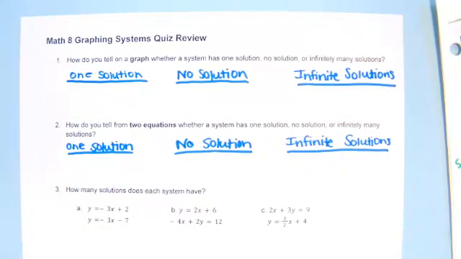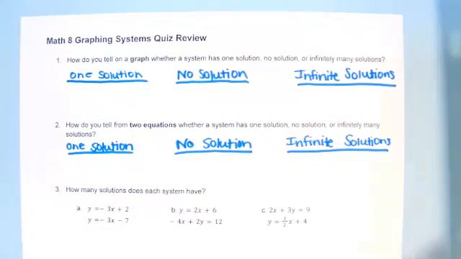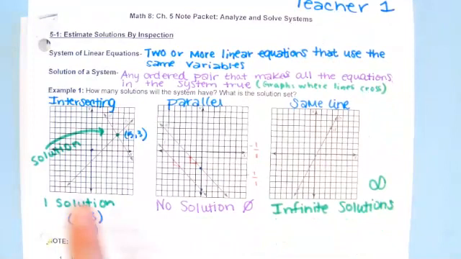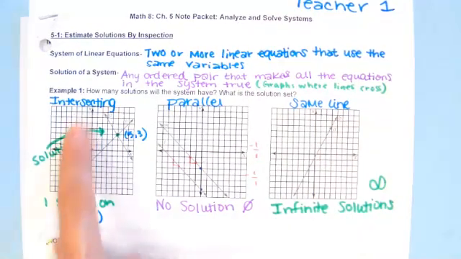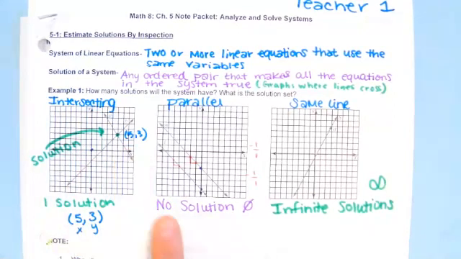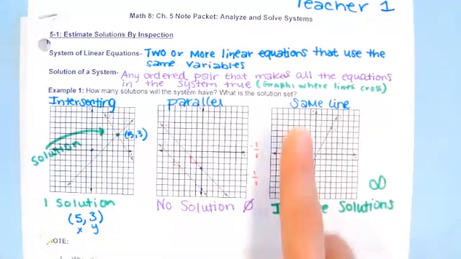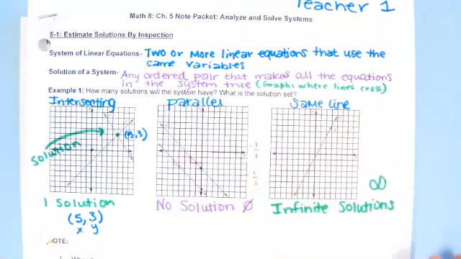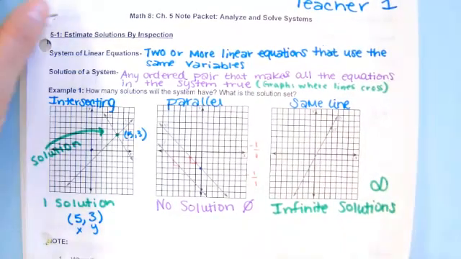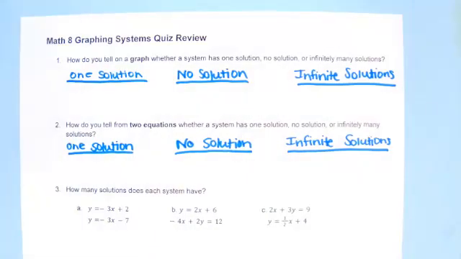Now, if you have class with me, we took notes on this, and they look like this. Our notes told us that one solution means intersecting lines. No solution means parallel lines, and infinite solutions means they ended up being the same line. If you have your notes, this is going to be super important to know for your test. So on our review, what do we want to say?